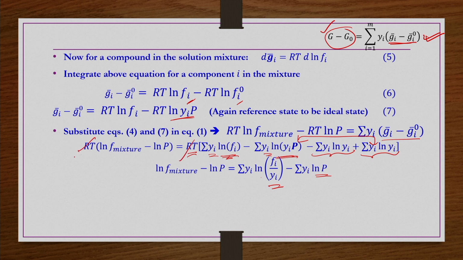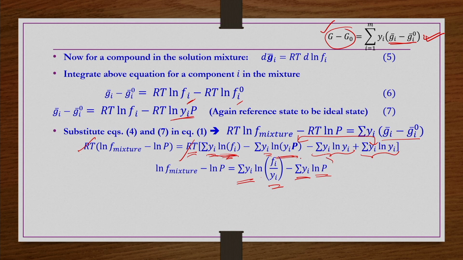After rearrangement, combining on the right hand side the first and third terms, we get ln fi by yi, and when you combine the second and fourth terms of the right hand side, you will get ln P simply, since ln yi minus ln yiP is nothing but minus ln P by yi, and yi cancels out. So ln P would be there, and these terms anyway carry sigma yi. That is the reason we have sigma yi ln fi by yi minus sigma yi ln P.